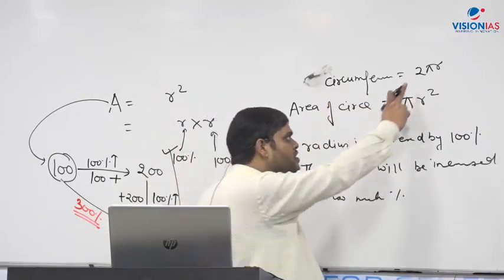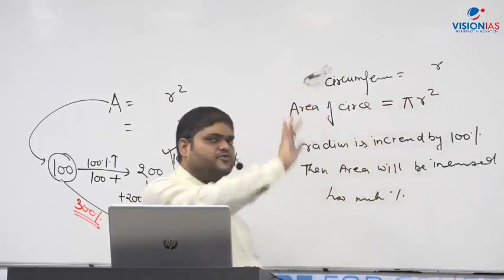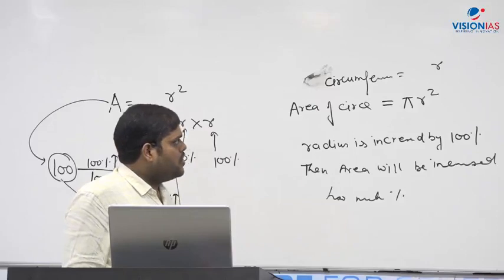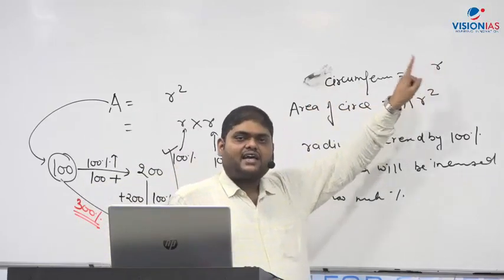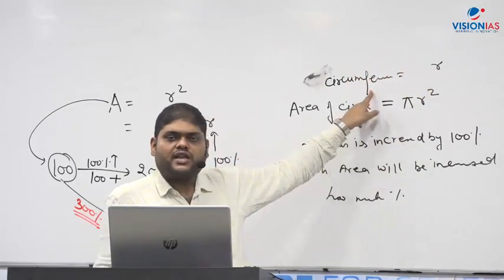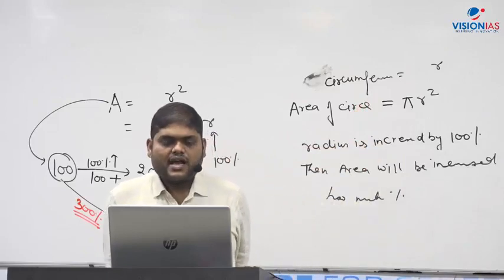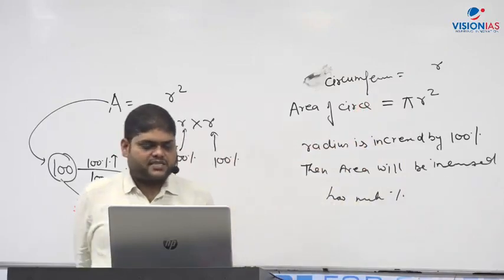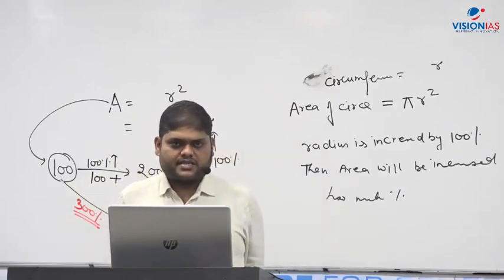Now I told you there is no meaning of a constant. So there is no meaning of 2 pi. So circumference is directly related with r. If r is increased by 100%, the circumference is also increased by 100%. Very good. If r is increased by 100%, circumference is also increased by 100%.